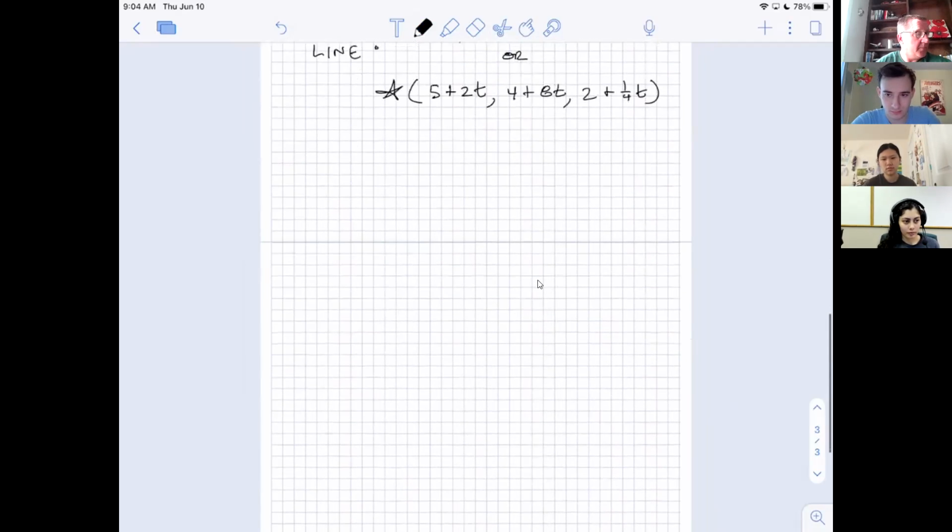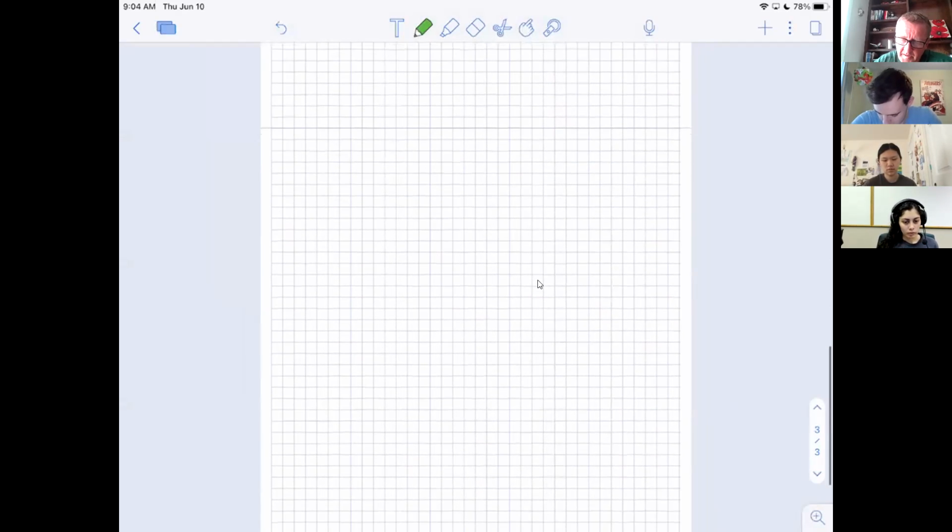So hopefully I didn't screw up because I'm not checking my work. Now, let me show you something kind of cool as an application. We're going to build on this starting next week, because the next chapter is actually motion in space.